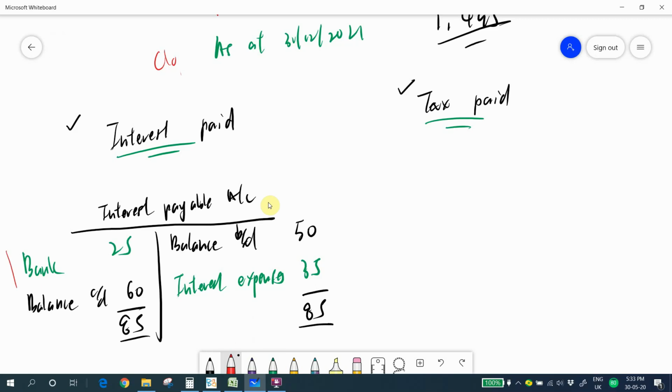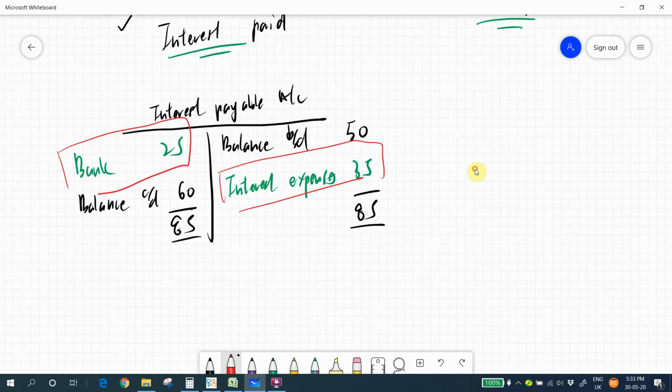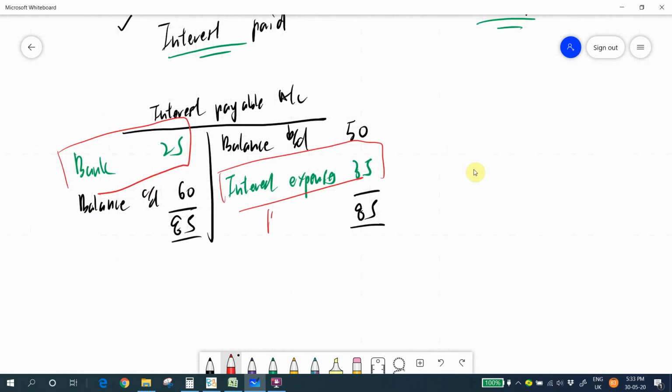So the information that we are required to include in our cash flow statement will be the interest expenses. This is under operating activities, and this is a non-cash transaction, and this is under operating as well, and this is under interest paid.